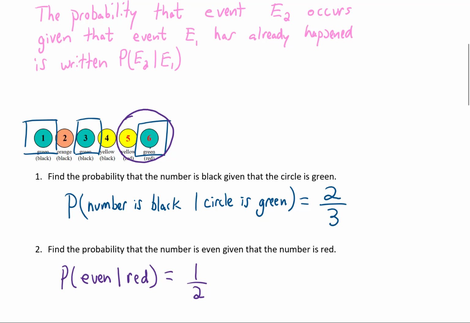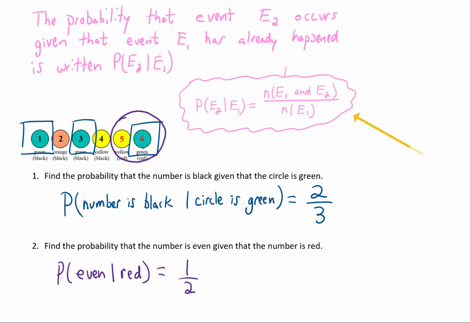Well, there's actually a formula that we can use to find these probabilities. So there it is right there, and it looks a little bit complicated at first. This formula says that the probability that event 2 happens, given that event 1 happens, equals the number of times that event 1 and event 2 happen at the same time, divided by the number of times event 1 happens. Let's take a look at these 2 examples to investigate this formula.